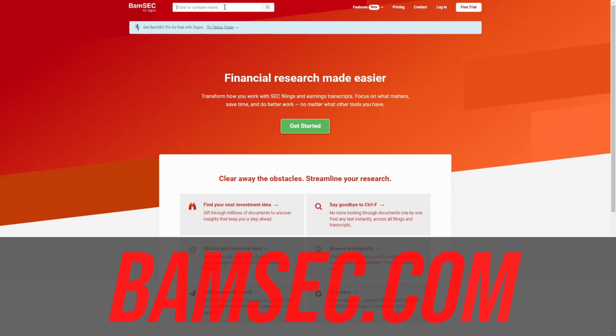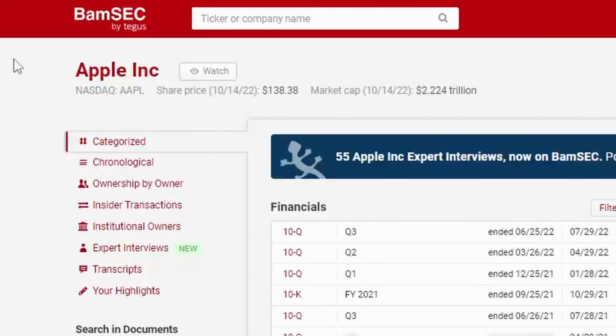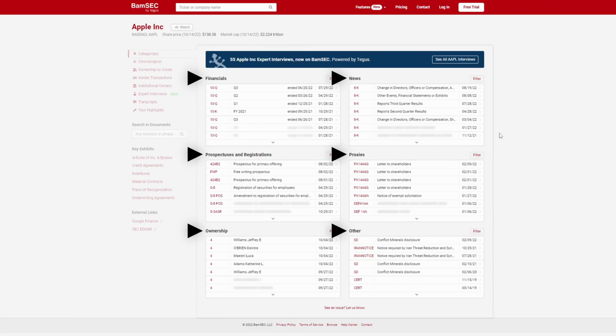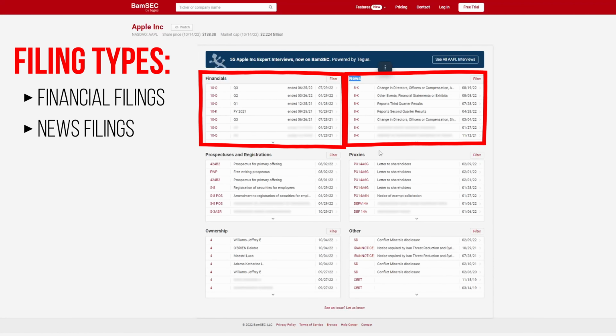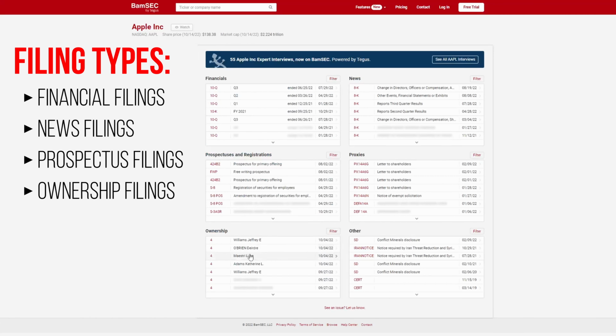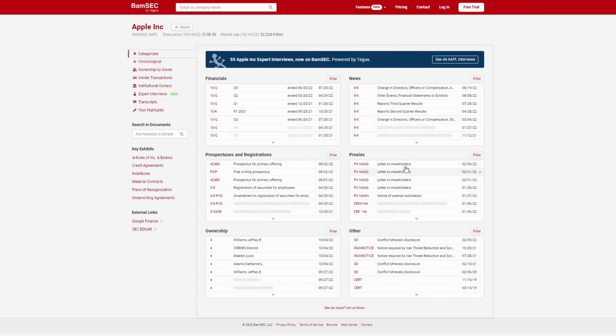For this video, I'll actually be using BAM SEC since this is my favorite website when I search up SEC filings. We can look up Apple, for example. And as soon as you search up the ticker, BAM SEC organizes the filings into neat little categories. Up here you can see these are the financial filings, news filings, prospectuses, and ownership filings. Now these are the four main types of filings we'll be going over in this video. These other ones down here are pretty irrelevant, especially when you're only into day trading or swing trading.